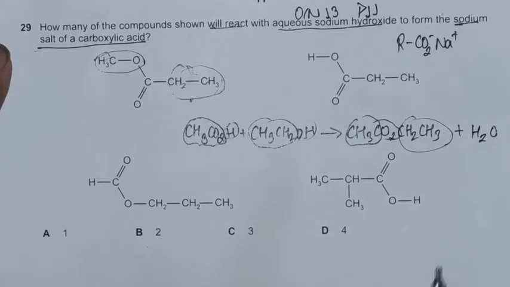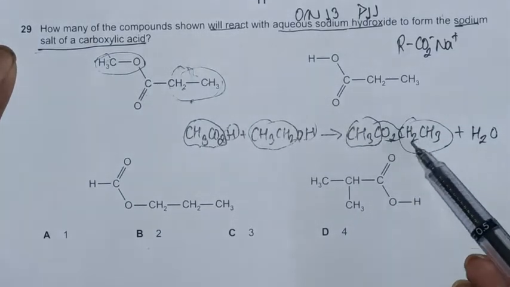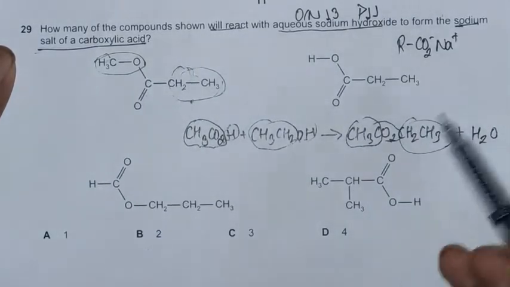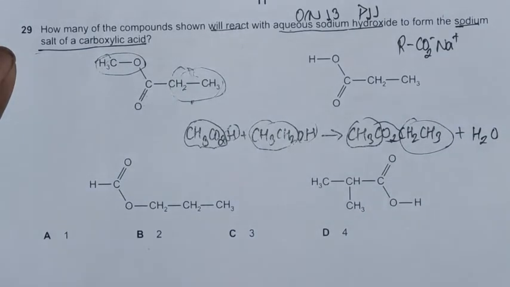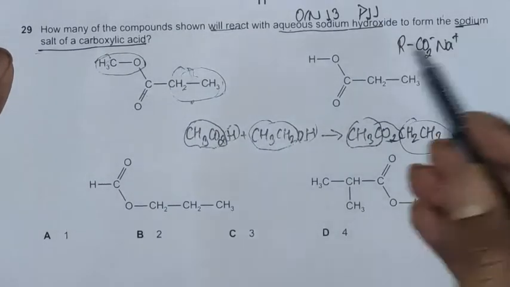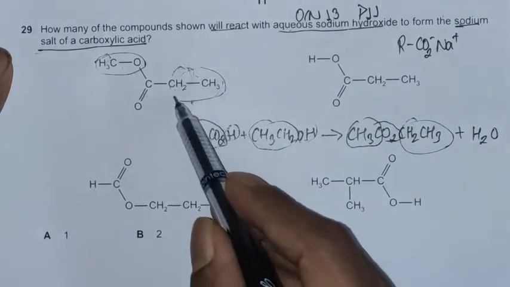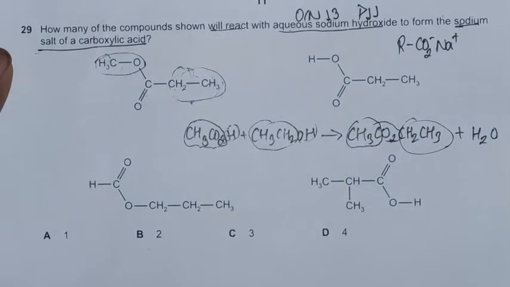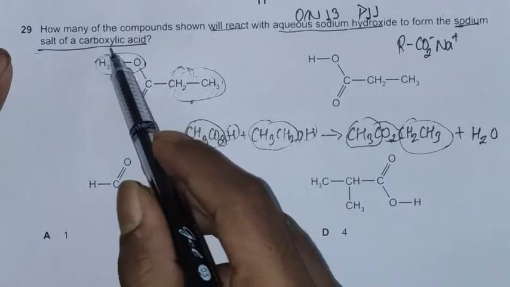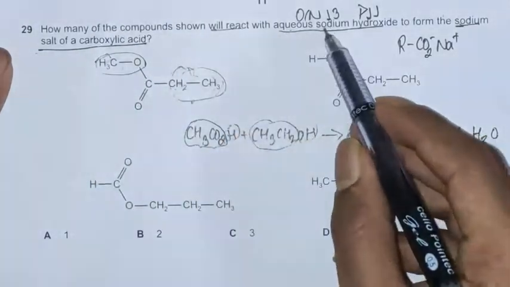There is not much difference between forming an ester via the carboxylic acid or via the sodium salt of the carboxylic acid. The reaction is mostly similar from a theoretical point of view. Now the first one is an ester. This is the carboxylic acid part, and this is the alcohol part. The question is how many compounds will react with aqueous sodium hydroxide.